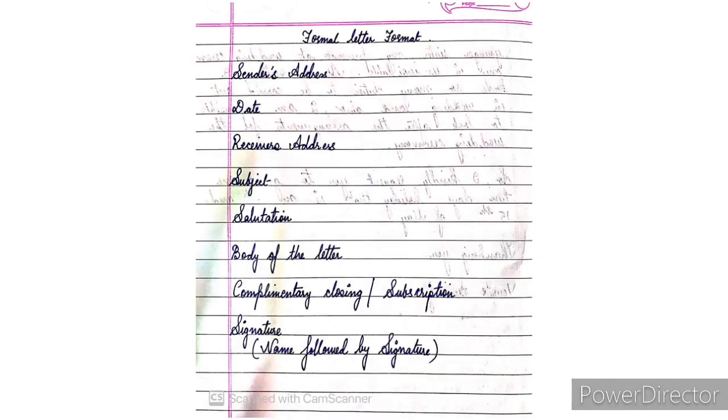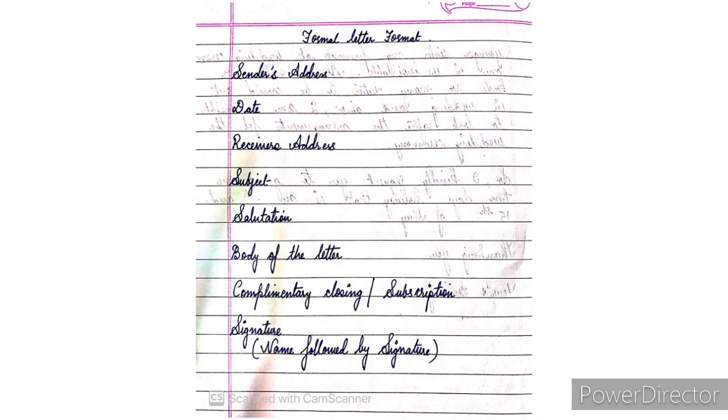What is a formal letter? Formal letters are those letters which we write for an official purpose, or the letters which are given to officials or any organization for a formal or official purpose. And the language which is used in these letters is impersonal language. Clear? The language which we use in these formal letters is impersonal language.